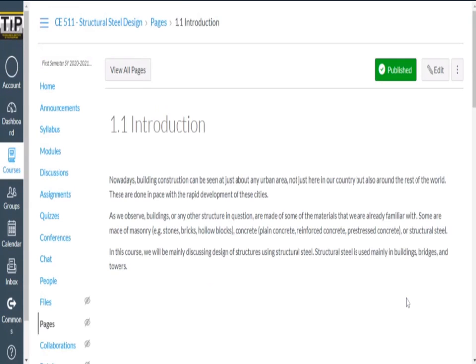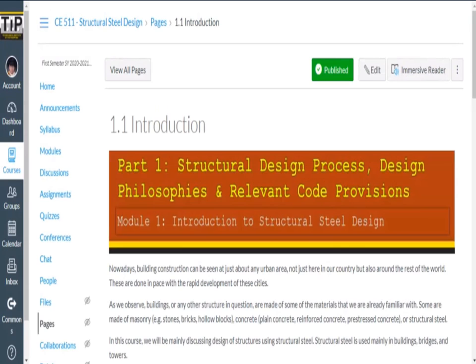Let me start. So this module is divided into two parts. Part one is the structural design process, design philosophies, and relevant code provisions. So I will only be discussing part one for today.